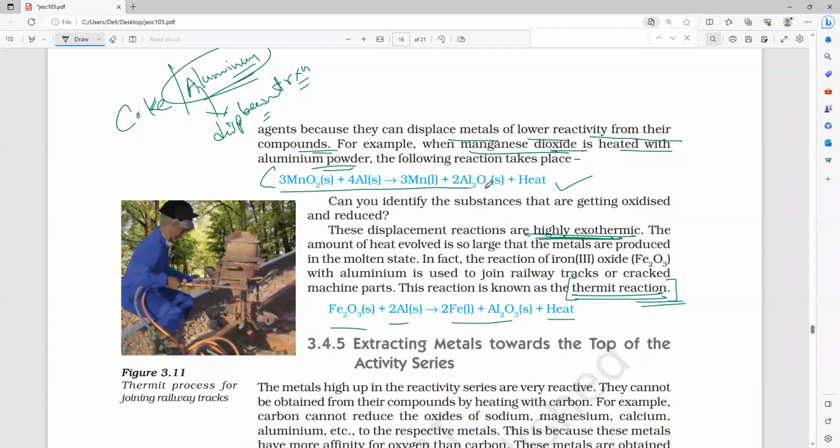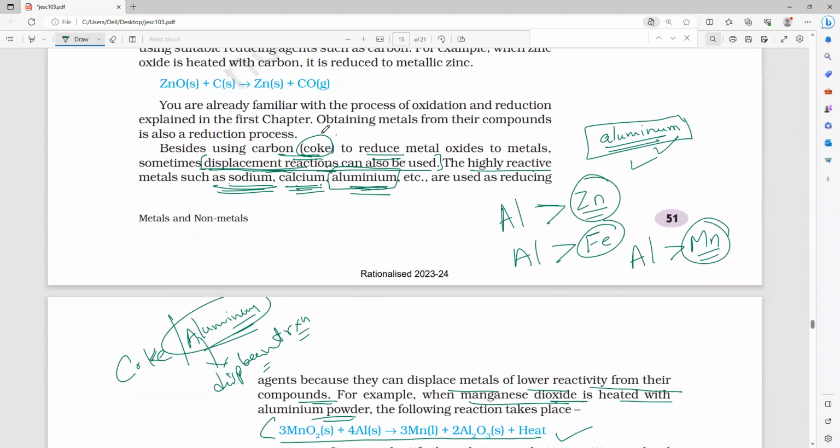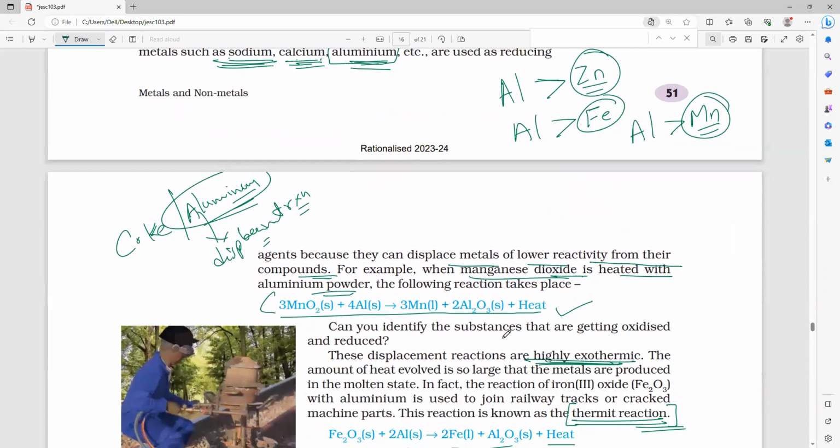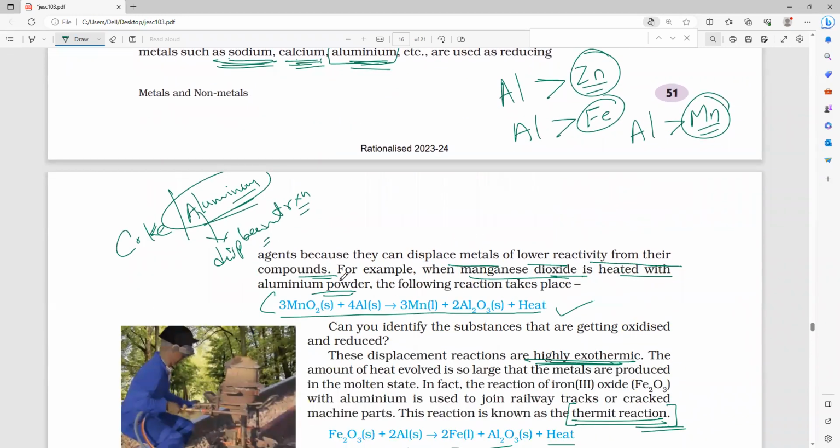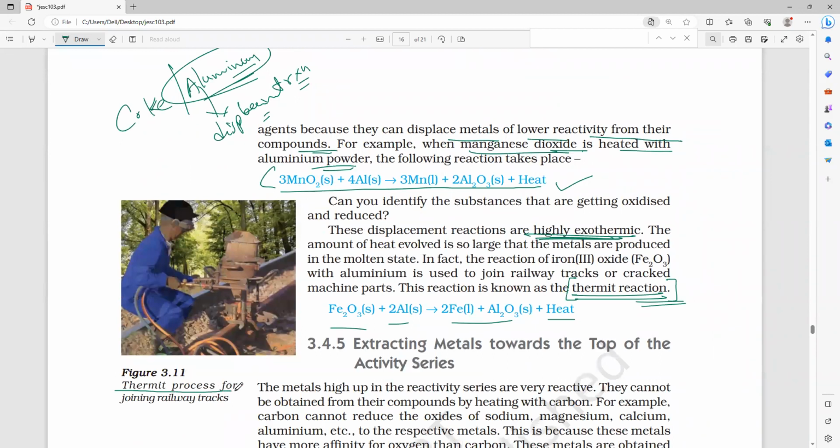Even in our sample paper, this equation came. Do you all remember, everybody? So you have to remember it. Instead of carbon, that is coke, we can use highly reactive metals as a reducing agent. But those reactions are extremely exothermic, so even compared to sodium, the most preferred one is aluminium. Even for railway tracks, you can notice thermite process is used for joining the railway tracks. Thermite welding is an extremely highly exothermic process.